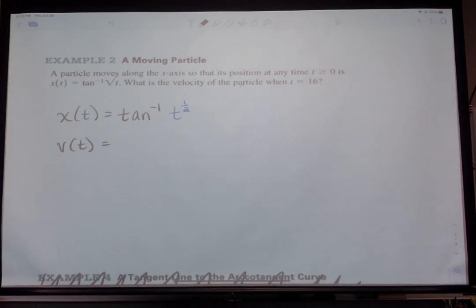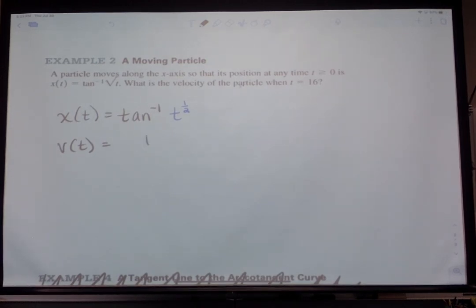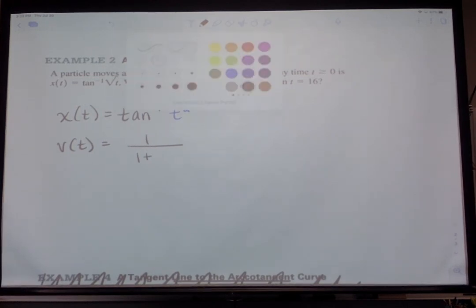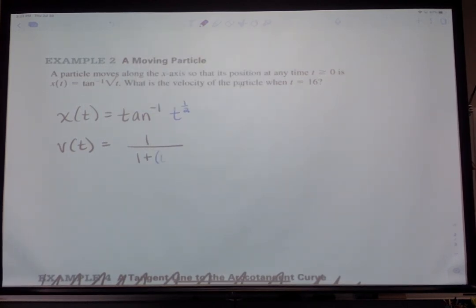Derivative. 1 over 1 plus messy squared, times the derivative of the messy.